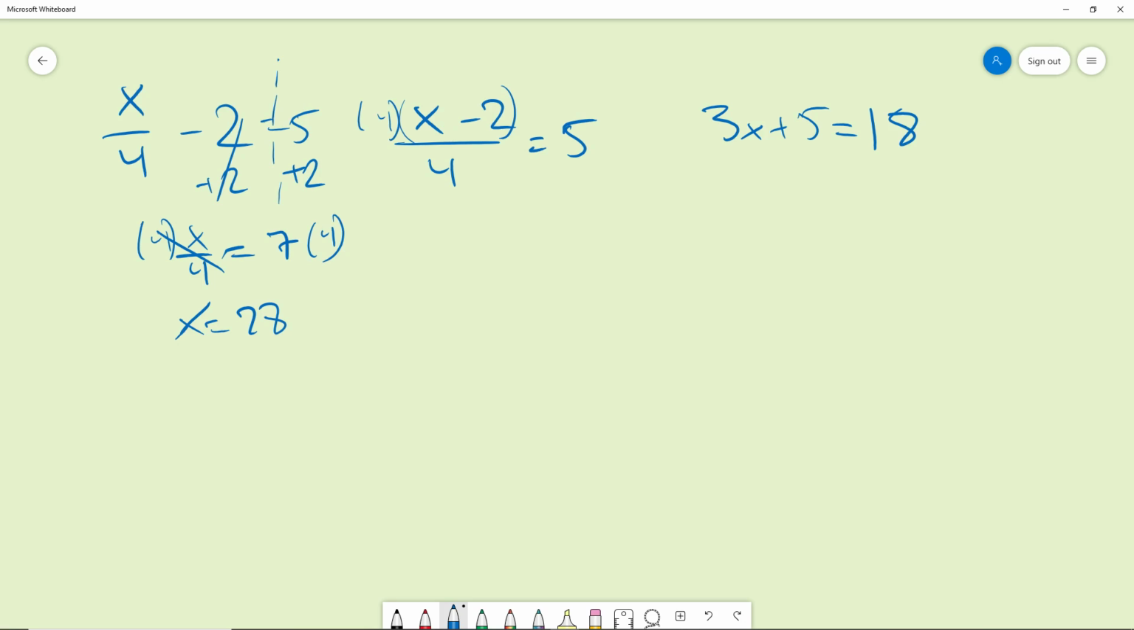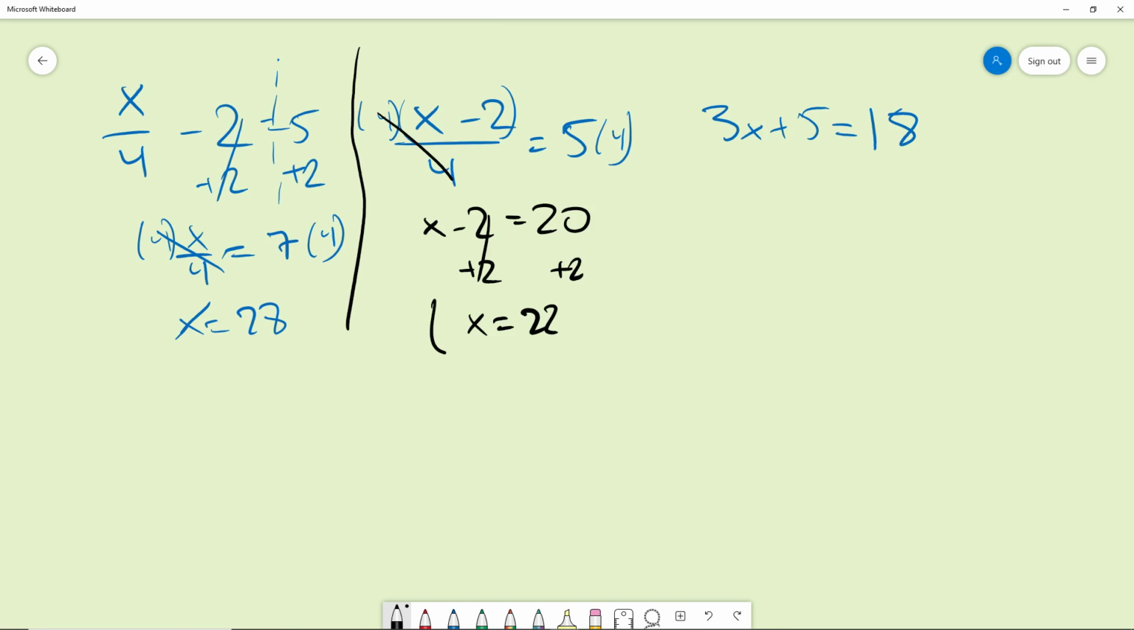So I'm going to multiply by 4 to both sides. Sorry, I should have used a different color, my bad. Let me separate those. Cancel. X minus 2 is left over from the top. 5 times 4 is 20. Then you're going to do the opposite of -2 to both sides and add 2. If this is a little too fast, then you can watch it at half speed.